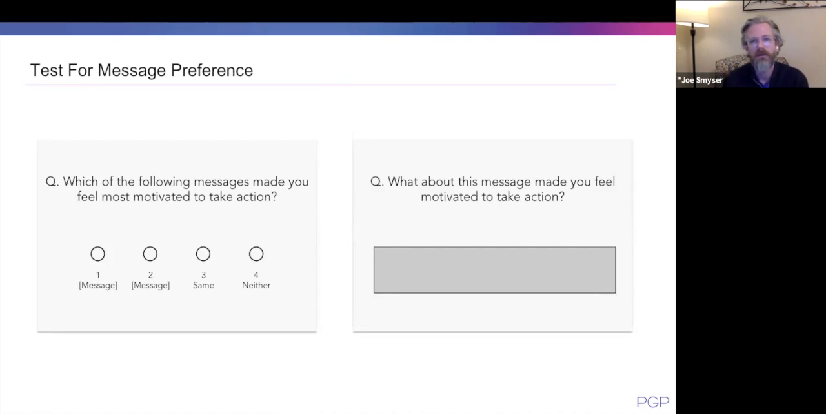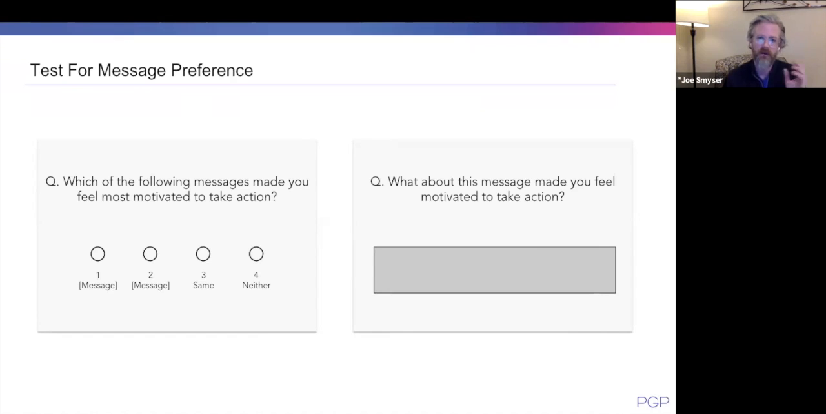And then what you want to do is test messages against each other. So of course, don't just test one message. Test 5 messages and have them be different enough from each other that you can compare them. And if they're so similar that there's no difference, then I would argue, go back to the drawing board and rethink the way that you're creating your messages. Because if they're so similar that you can't tell the difference, there's really no point in pretesting at all.